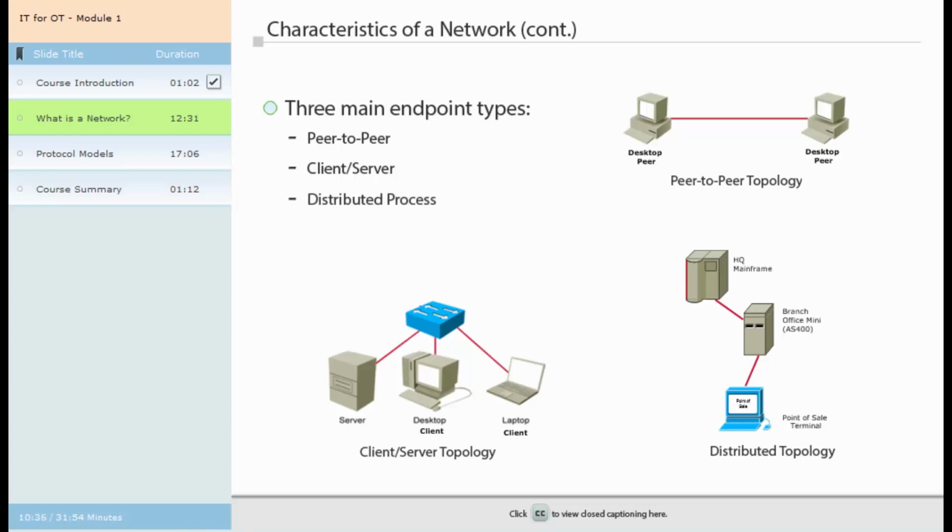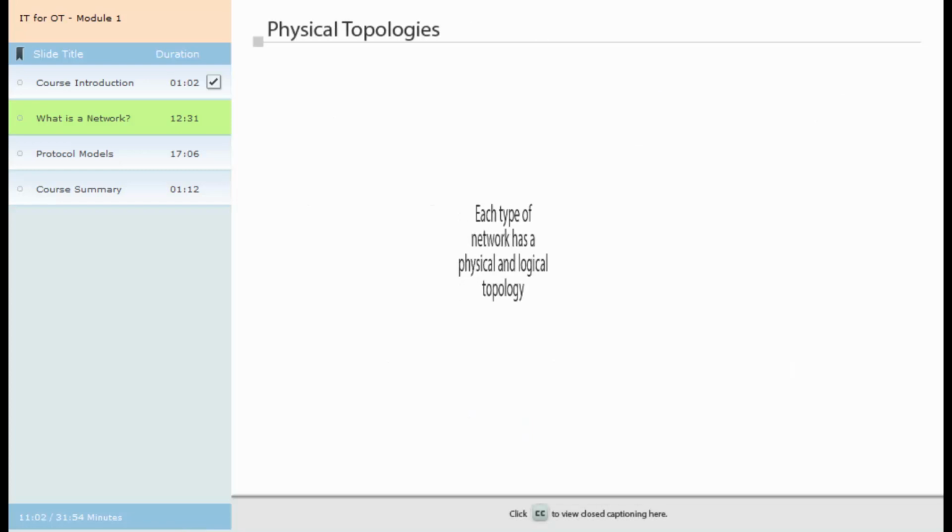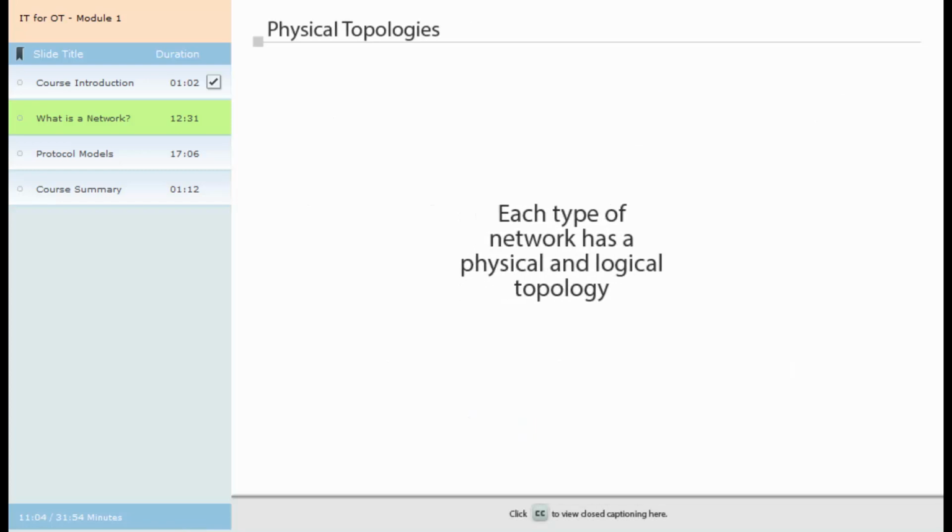A distributed process is one in which two or more machines may take part in a shared process or transaction. A good example of this would be the interaction between a point-of-sale terminal at a local retail store performing the sale transaction during the course of a business day and getting a credit card approval from a banking system. Then the local store mini-computer uploads the activity for the day to the corporate headquarters and the banking mainframe at night. Each type of network has a physical and a logical topology.